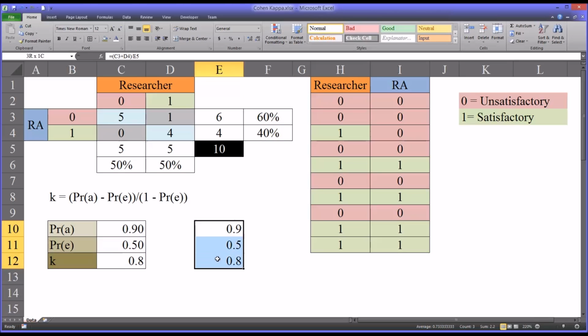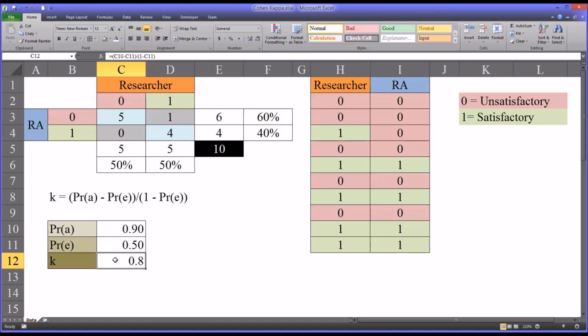So there are several interpretations for what the kappa value actually means in terms of inter-rater reliability. One popular model indicates that any value above 0.5 is moderate agreement between the raters, and any value above 0.7 is good, and above 0.8 is excellent. So this is exactly at 0.8, so you could argue this is excellent inter-rater agreement or inter-rater reliability between the researcher and the research assistant.